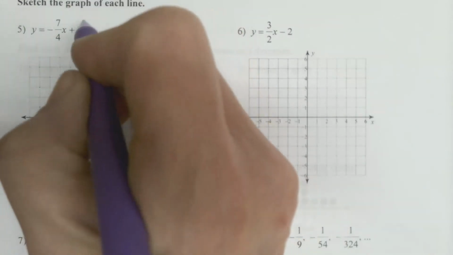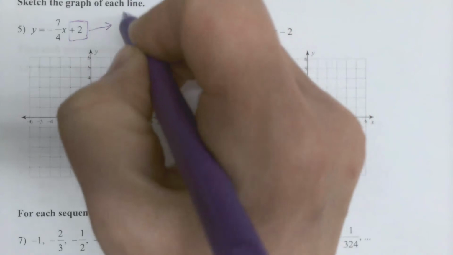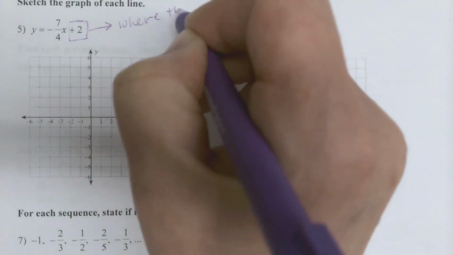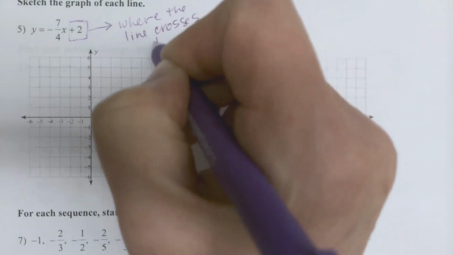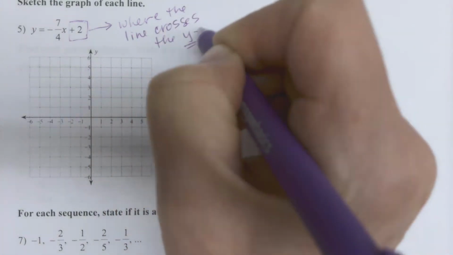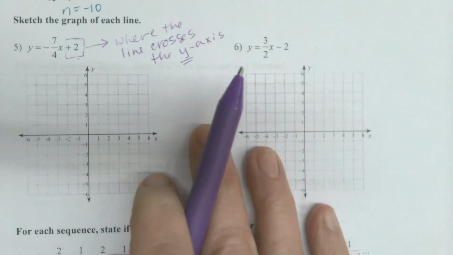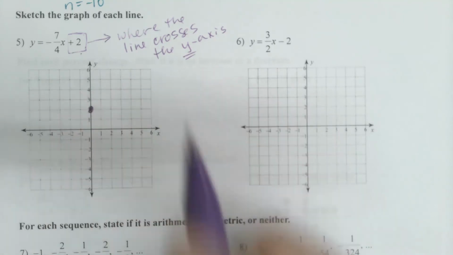So this number at the end tells me where the line crosses the y-axis. So this means I cross the y-axis at +2. So I start by putting a point at +2. Does that ring a little bit of a bell?